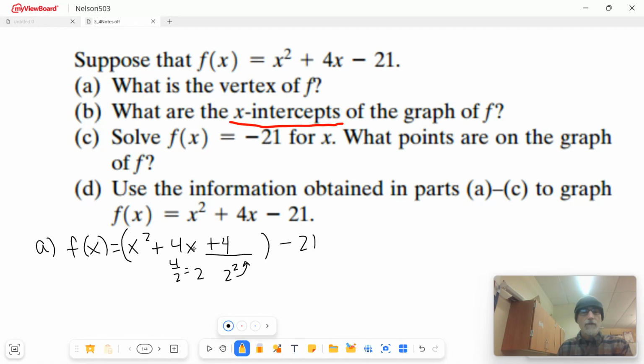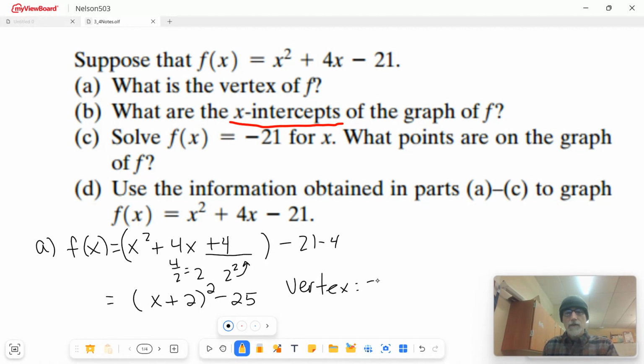Now I've just added 4 to the equation, so I have to subtract 4 to keep it the same equation. It's just going to look different. The equation is now in what's called vertex form, so we can easily see the vertex has been shifted 2 to the left and 25 down. So the vertex is at (-2, -25).